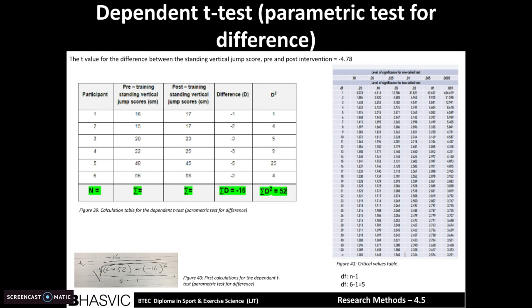So following on from this, comparing the t-value to the critical value table and using the standard level of significance, there was not a significant difference, as the calculated value was below the critical value. The critical value was 2.571. However, the calculated value was negative 4.78. Therefore, it wasn't above the critical value. So there was no significant difference.